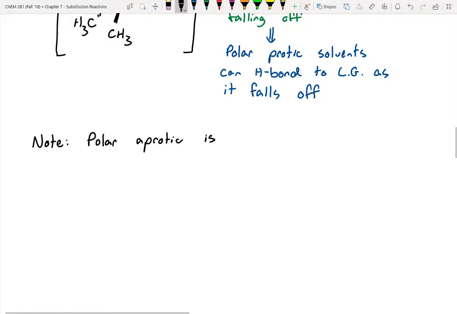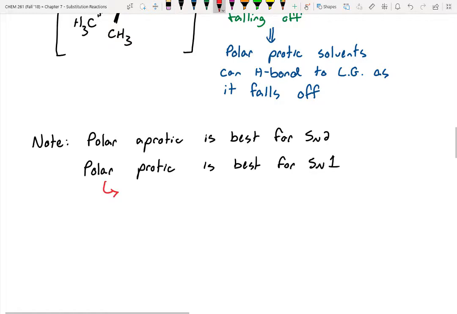So polar aprotic is best for SN2. Polar protic is best for SN1. And I'm going to even make a note off of this one. In SN1 reactions, your solvent is often your nucleophile.